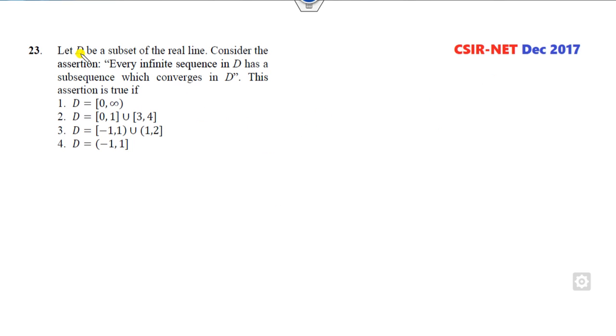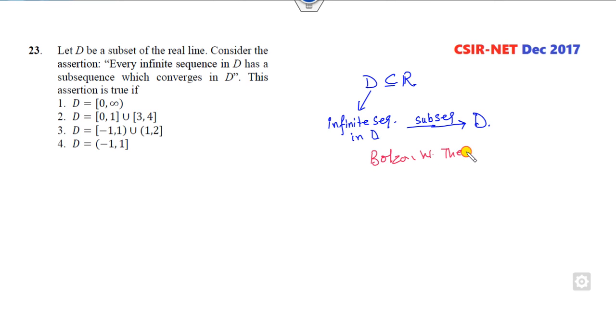Okay, look at this one. Let D be a subset of the real line. Consider this statement: every infinite sequence in D has a subsequence which converges to a point in D. So I think you must remember this, one of the most famous theorems called the Bolzano-Weierstrass Theorem. What does this statement say? It states that if every infinite sequence has such a subsequence, then D is compact.